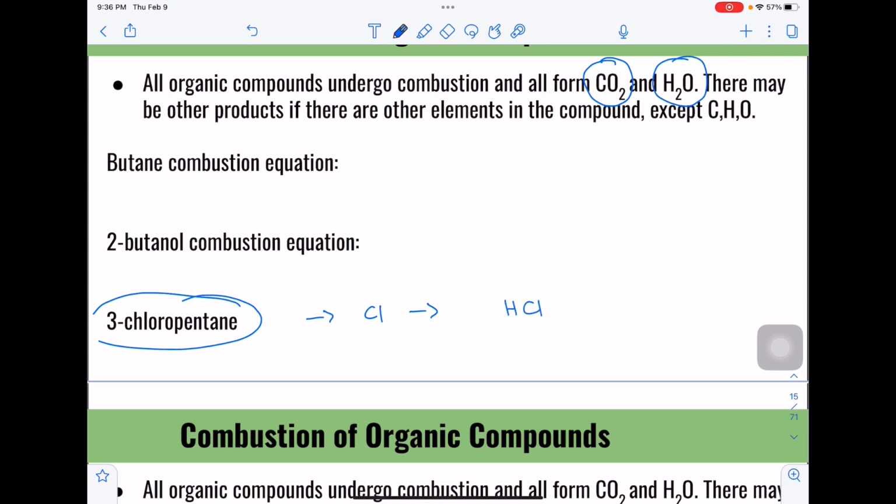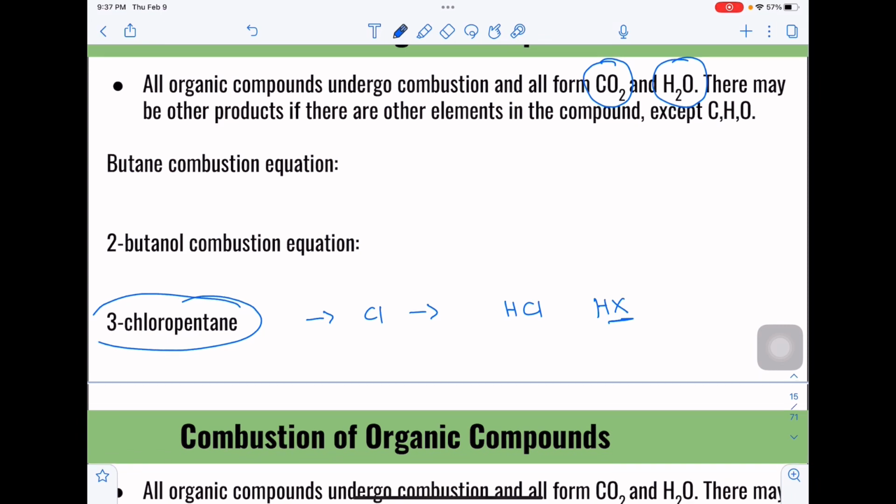Okay, just remember that if your organic compound contains something else besides CHO, then you'll form a different product as well. If it's a halogenoalkane, you're going to form HX, and X will be the halogen, in this case chlorine. If you don't have enough oxygen in the air and you're burning something, you do not form carbon dioxide, rather you form carbon monoxide.